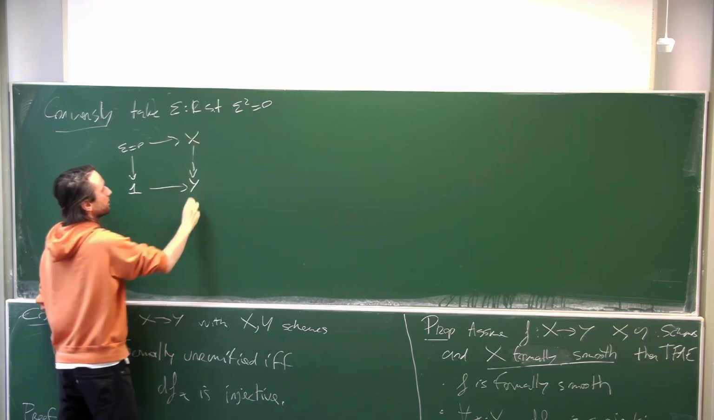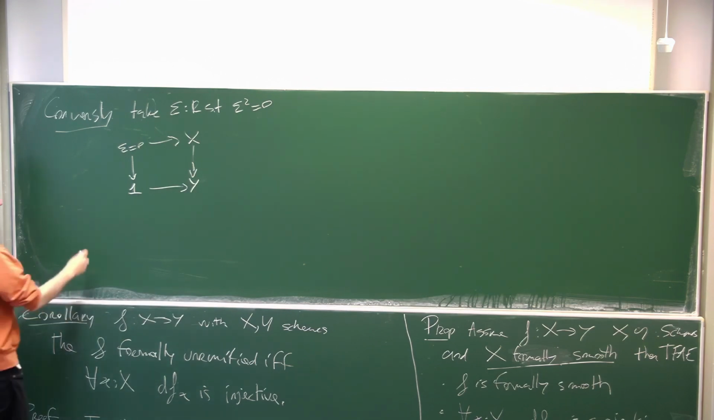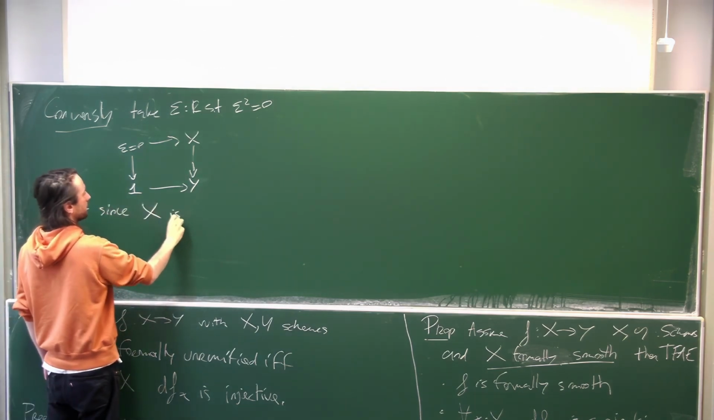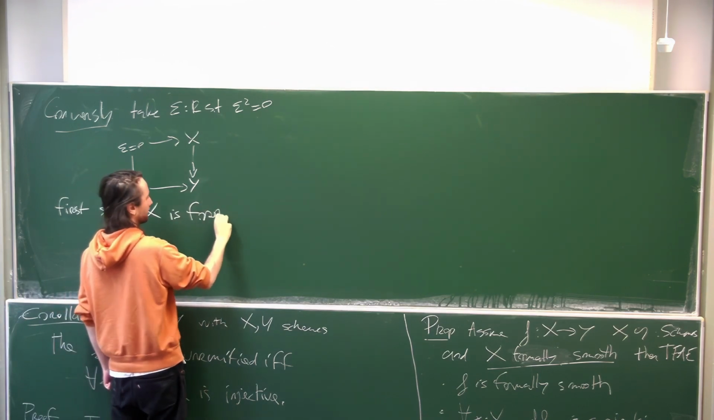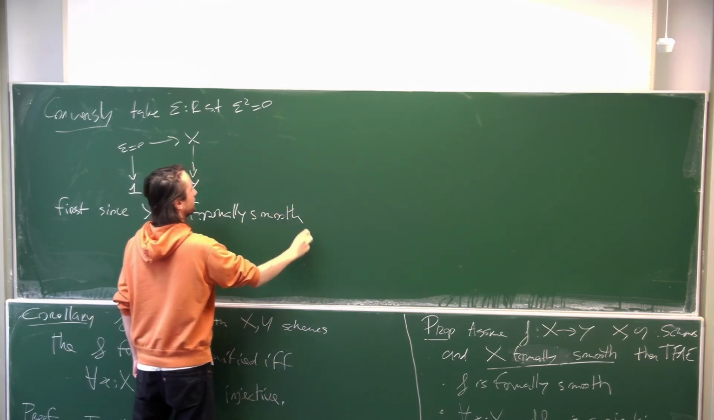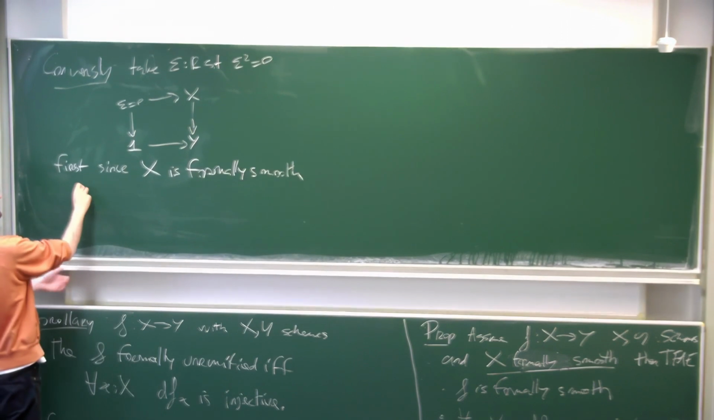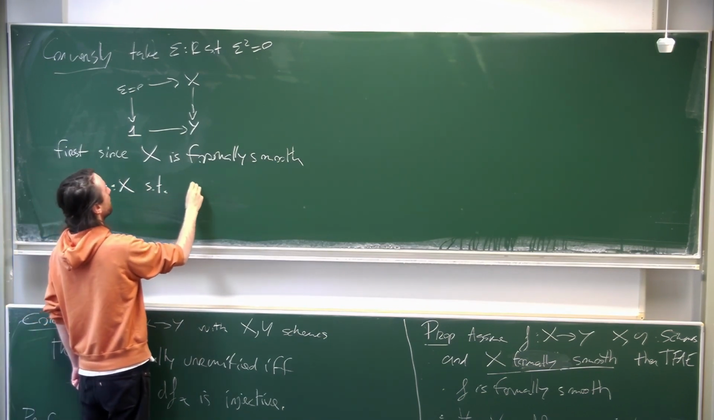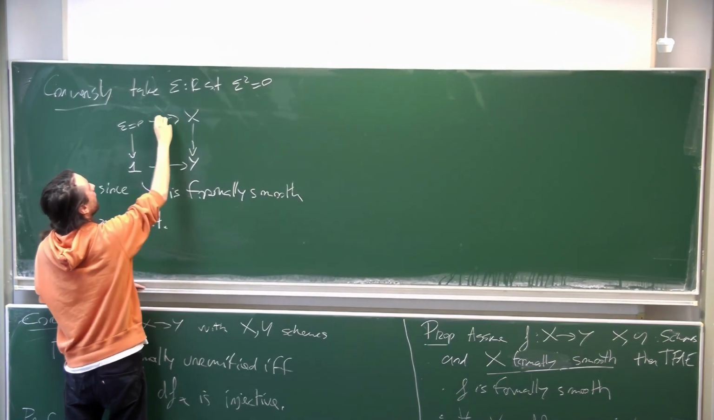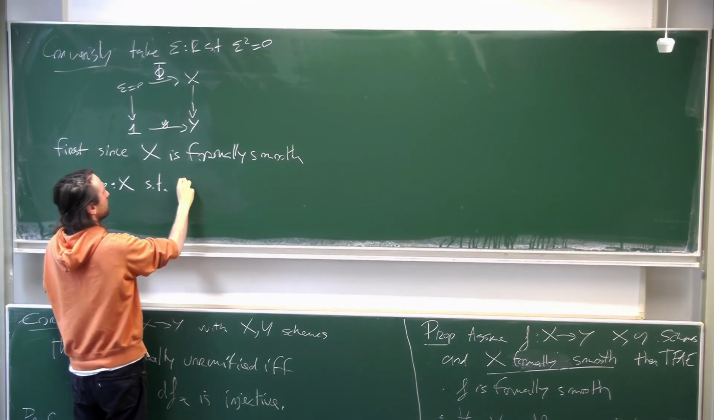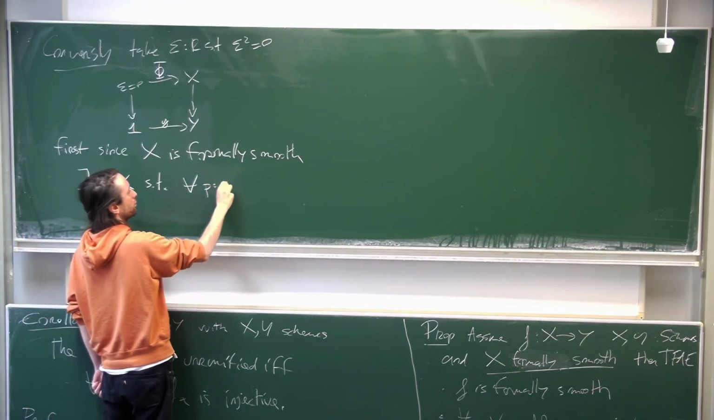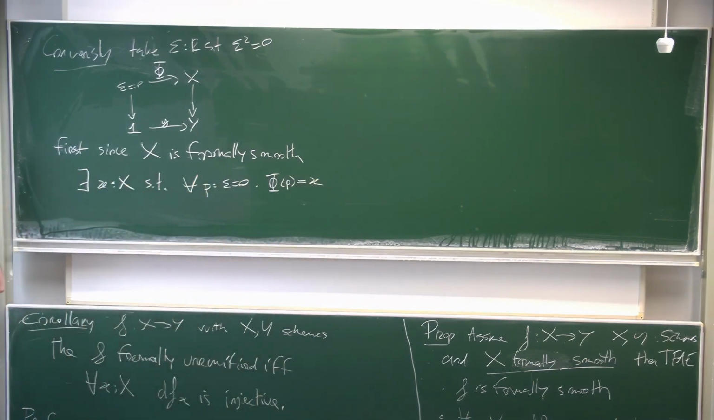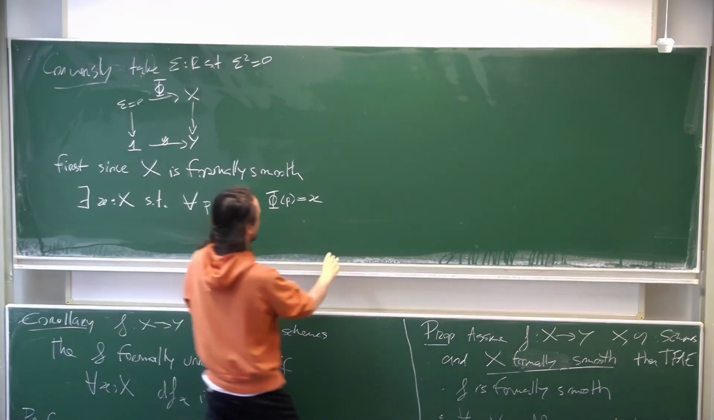We assume a square like this, and we want to show that there merely exists a filler. And so first, since x is formally smooth, we know that there exists an x in X such that, let's call this one y, this one phi, so there exists an x in X such that for all epsilon equals 0, phi of p is equal to x. So here I just choose the formally smooth hypothesis.